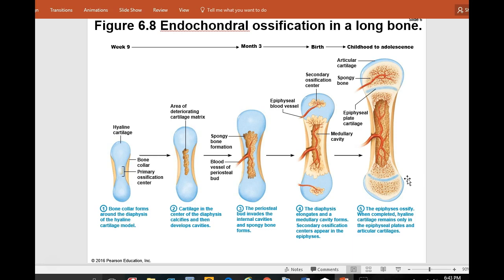Growth hormone is also pretty instrumental in making sure that these plates stay open long enough as well. There are types of dwarfism in which people lack or don't produce enough growth hormone. And you can see that they end up with a shorter than quote-unquote normal stature.